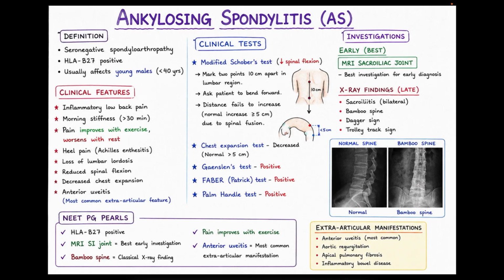So you find inflammatory low back pain, morning stiffness, and that pain improves with exercise and worsens with rest, and you find heel pain, Achilles enthesitis, and you also find loss of lumbar lordosis, reduced spinal flexion, and decreased chest expansion. The most common extra-articular feature is anterior uveitis.